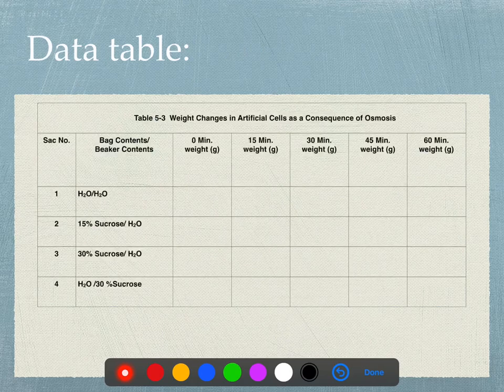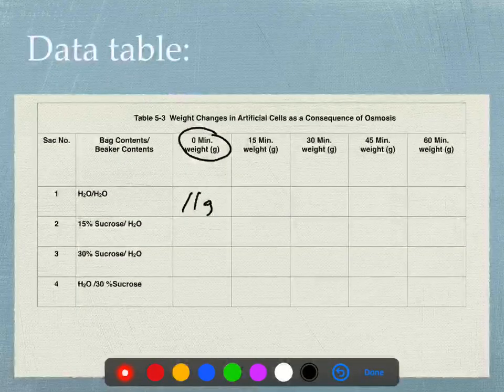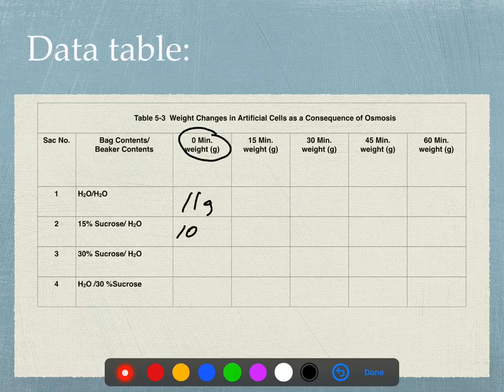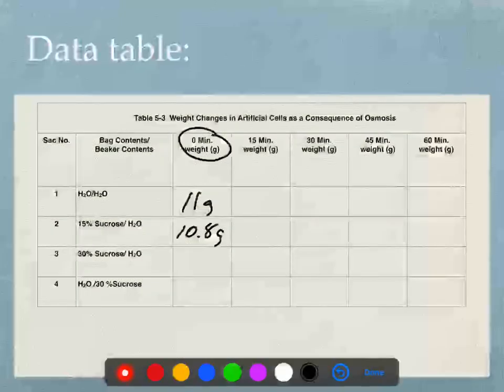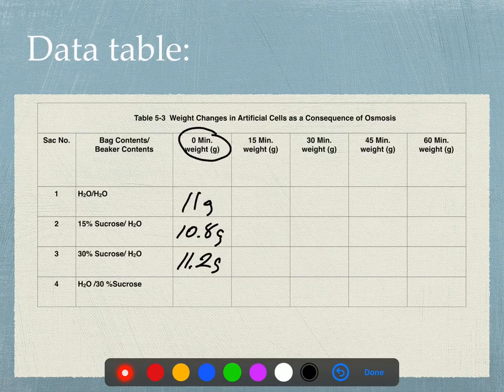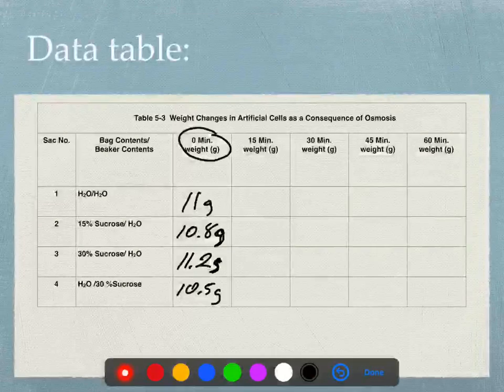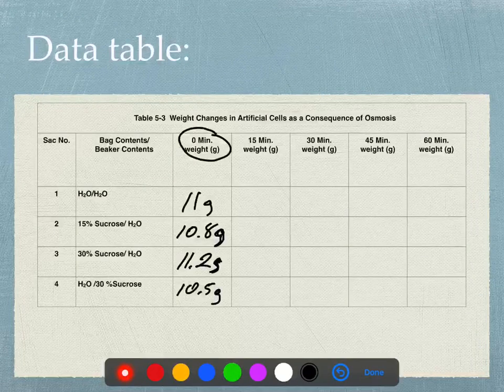Okay, so we've assembled the bags. Before placing them in the beaker, we decide that we're going to weigh them. This would represent their weight at 0 minutes. And here's the data. We would have found that bag 1 maybe weighs 11 grams, bag 2 weighs maybe 10.8 grams, bag 3 maybe weighs 11.2 grams at the beginning, and bag 4 maybe weighs 10.5 grams. You would have been weighing these with those digital scales that we have in the lab.